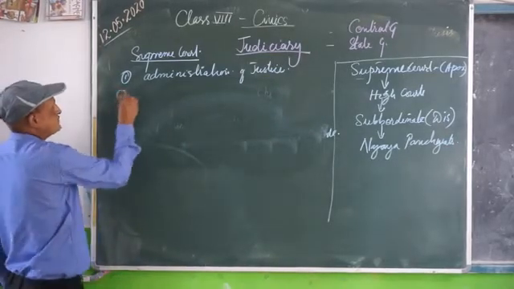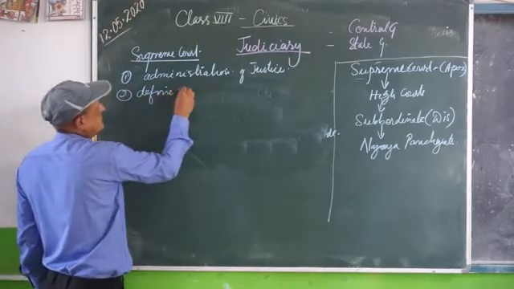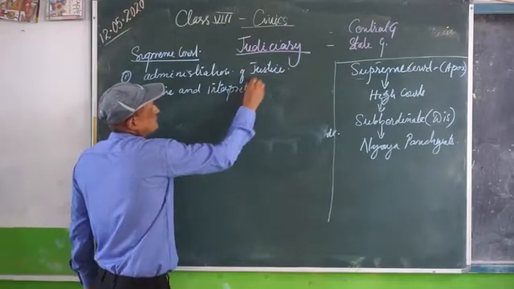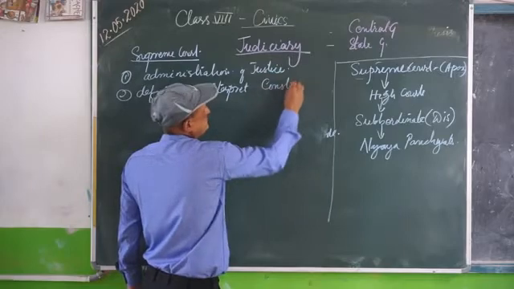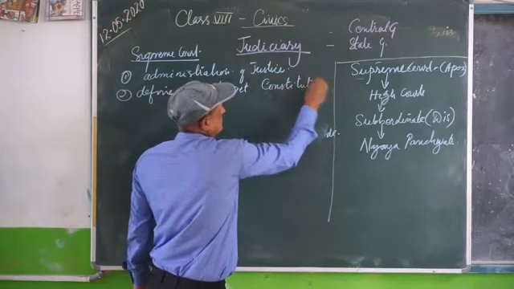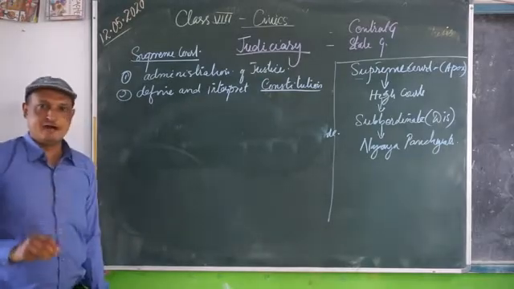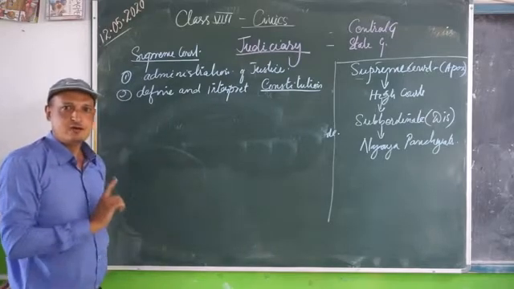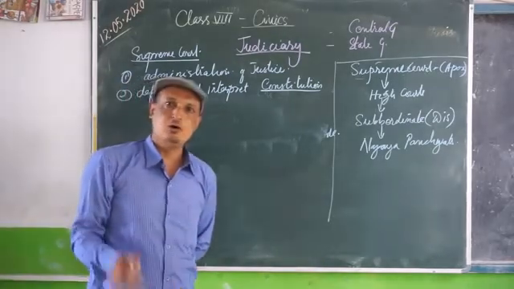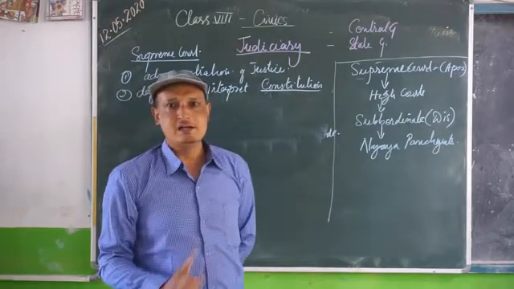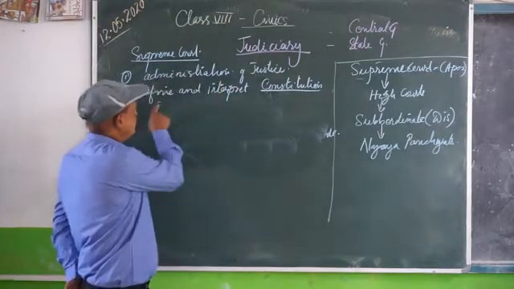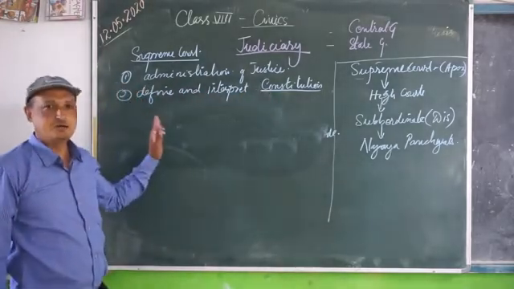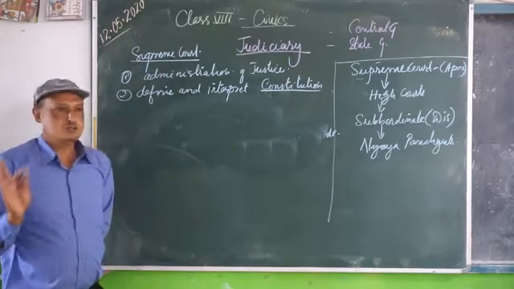Second one, define and interpret the Constitution. The Constitution of India can be defined and interpreted only by the Supreme Court, and no other organ can do that. Though amendments can be made by the legislature, defining the laws, interpreting the laws, or things which are in the Constitution can be done only by the Supreme Court or the judiciary.